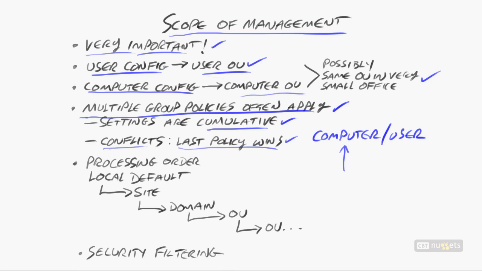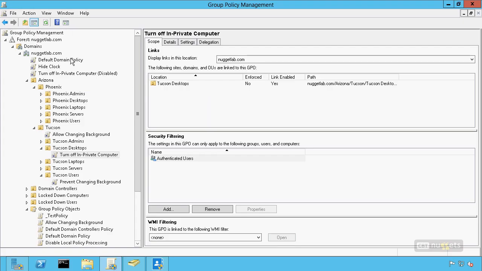So, by way of example, let's go ahead and take a look at what policies we have in place, and I think I may have switched a couple things around here, so let me review them with you. On the domain level, besides default domain policy, we're hiding the clock. And look at this, we're turning off the in-private computer disabled. What does that mean? Since we've disabled the turn off, that's kind of a double negative, that means they can use in-private computing, okay, in-private Internet Explorer throughout the domain.